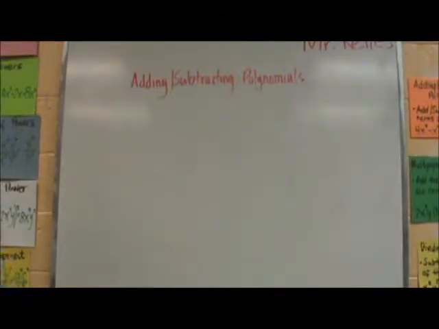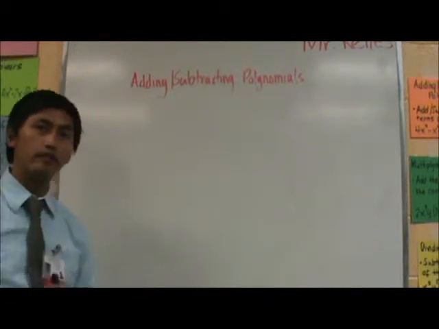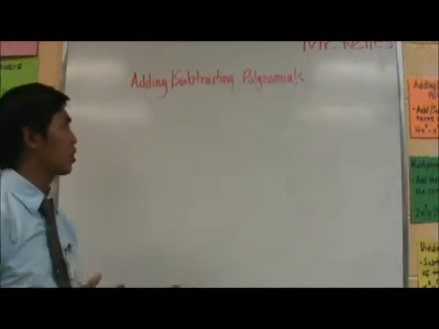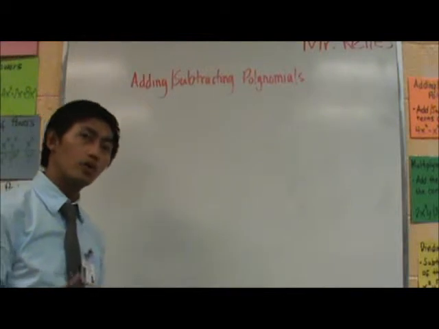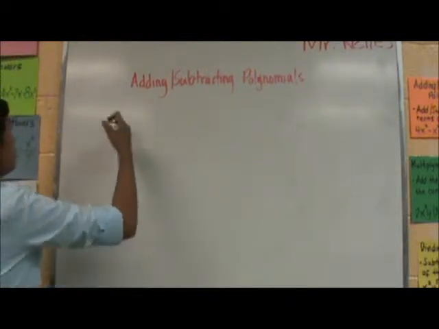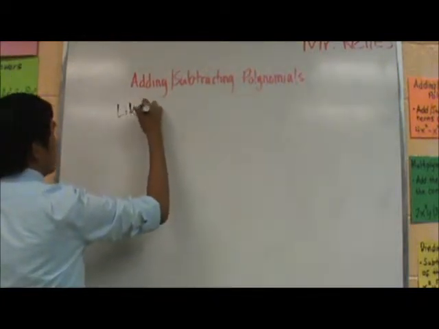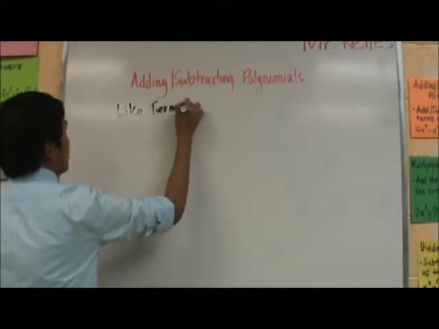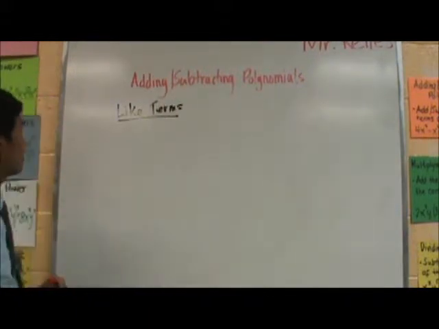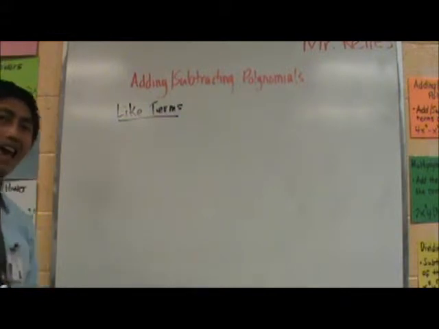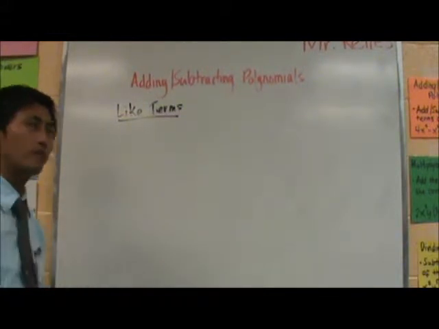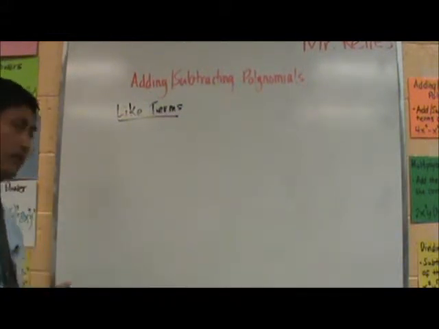In adding and subtracting polynomials, it's really important for you to know if the terms are like terms or not. Now, what do we mean by like terms? In our class, we learned that like terms are the terms having the same variable and same exponent. Again, same variable and same exponent.